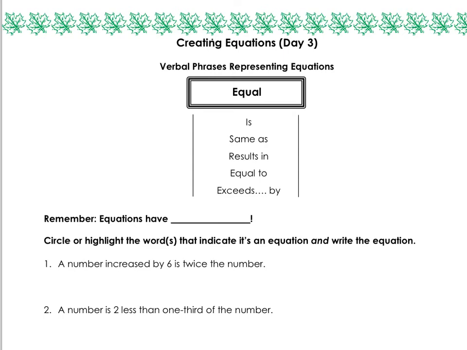We're going to talk about verbal phrases that represent equations. It's very important to remember that when we have equations, they always have an equal sign. So we have to have an equal sign. Words that mean equal are is, same as, results in, equal to, and exceeds by. So remember that equations have equal signs. That's definitely something that we want to highlight if you don't already know it.